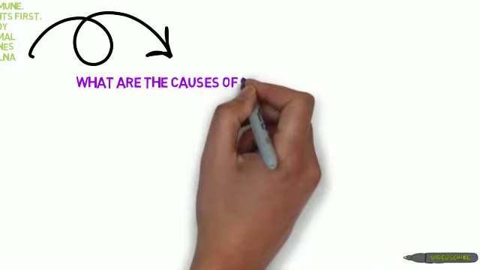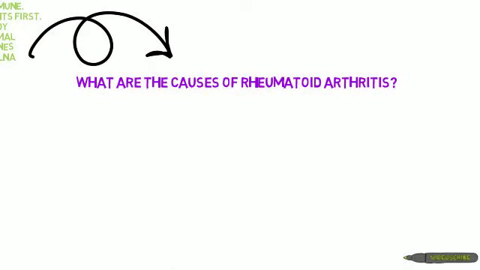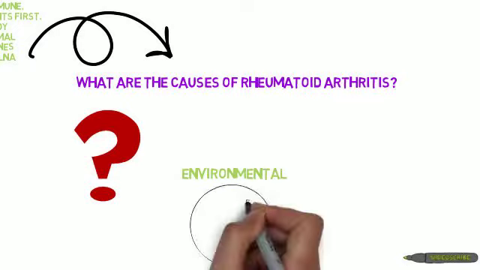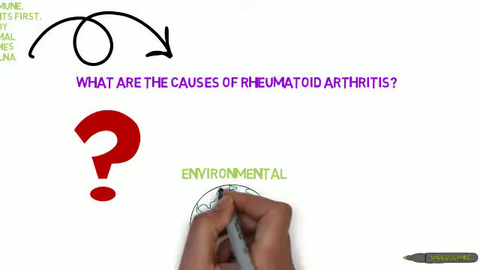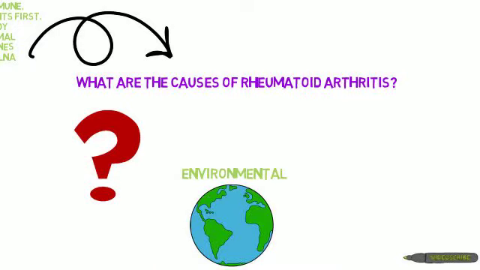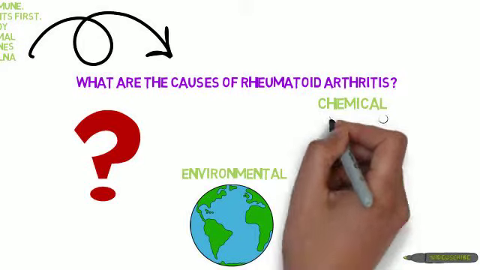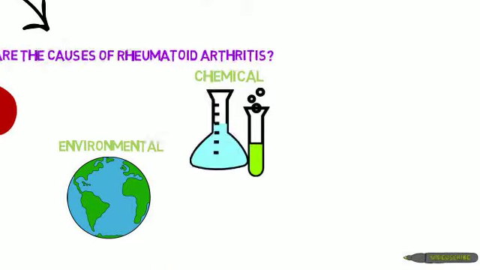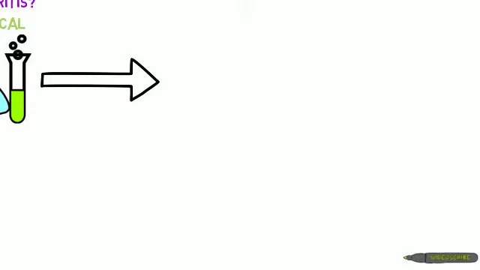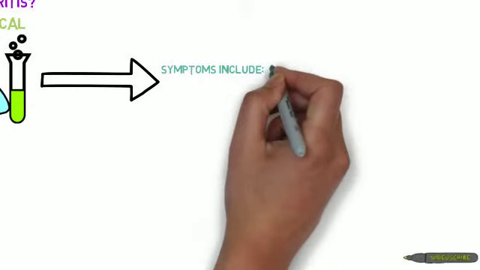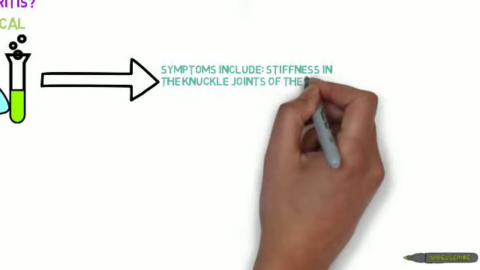What is the cause? Actually, there really is no answer as to how rheumatoid arthritis developed. Many people have a genetic predisposition, but it is believed that it takes environmental or chemical triggers to activate the disease. Symptoms. Rheumatoid arthritis causes swelling, pain, limited motion, and weakness, and is accompanied by pain, swelling, and stiffness in the knuckle joints of the hand.